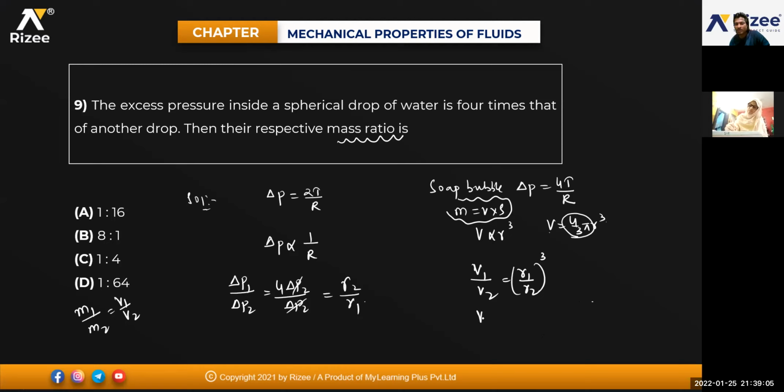That means I can write here V1 by V2 is equal to R1 by R2, means 1 by 4 I'll be getting. So this one is 1 by 4 cube. So V1 by V2 will become 1 by 64. So D option will be the answer. 4 into 4 into 4. Okay? Option D. Very good.